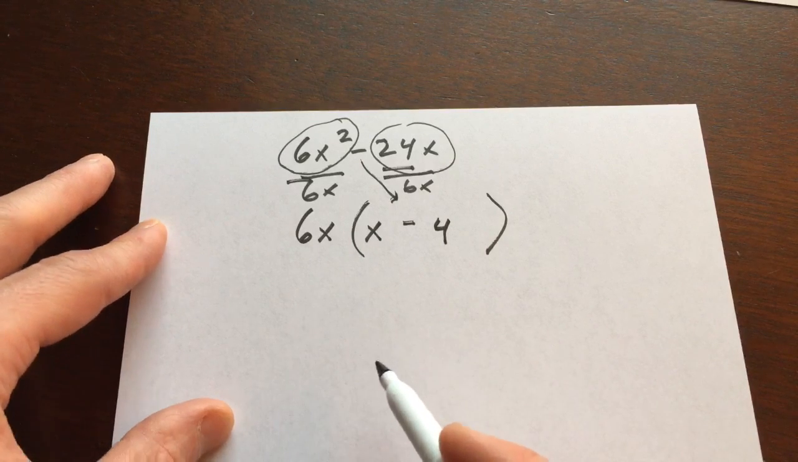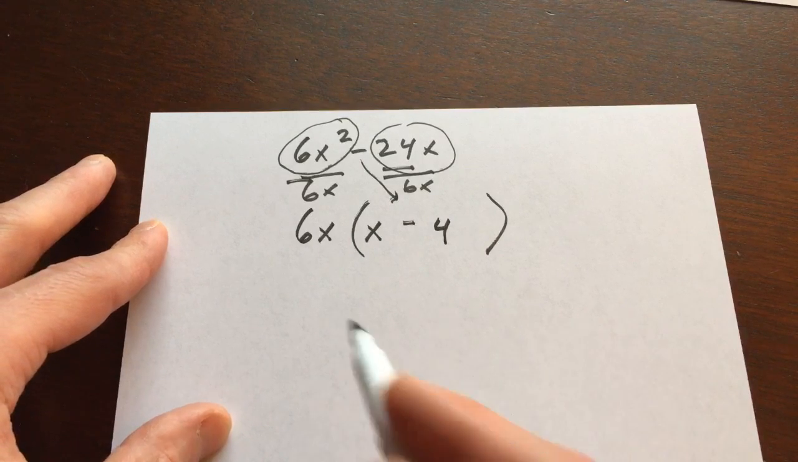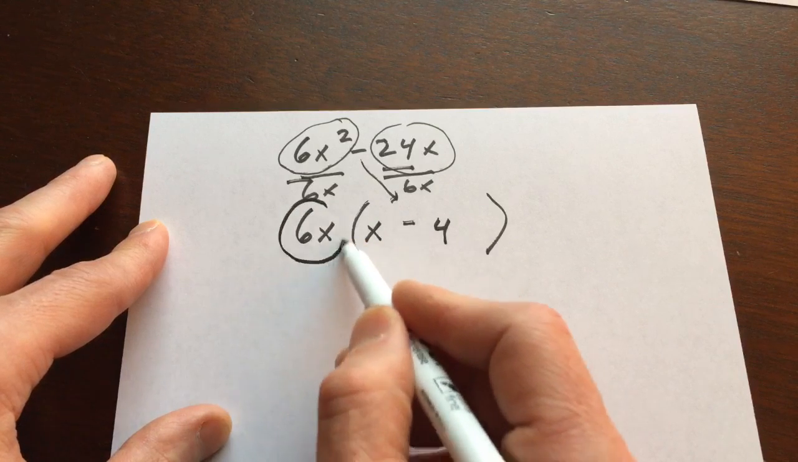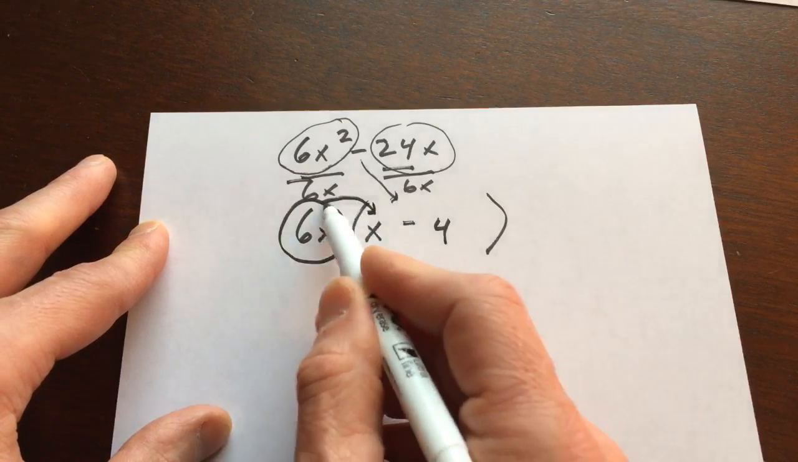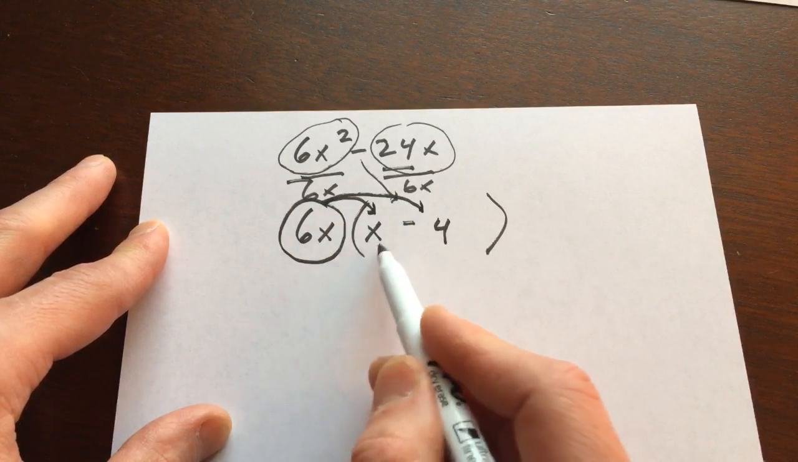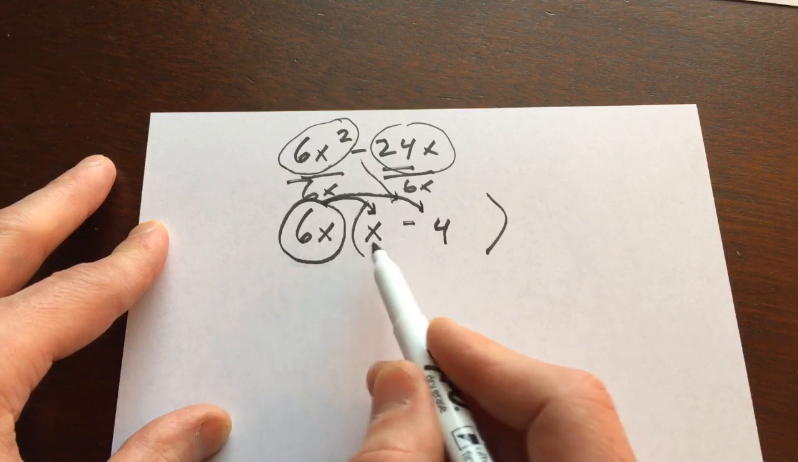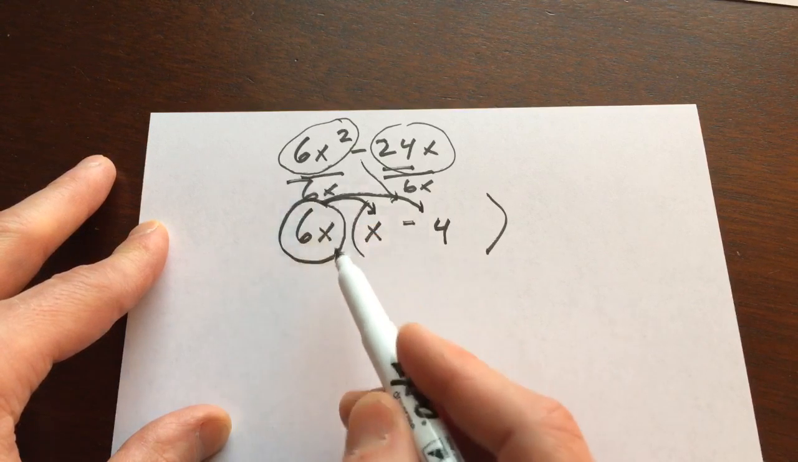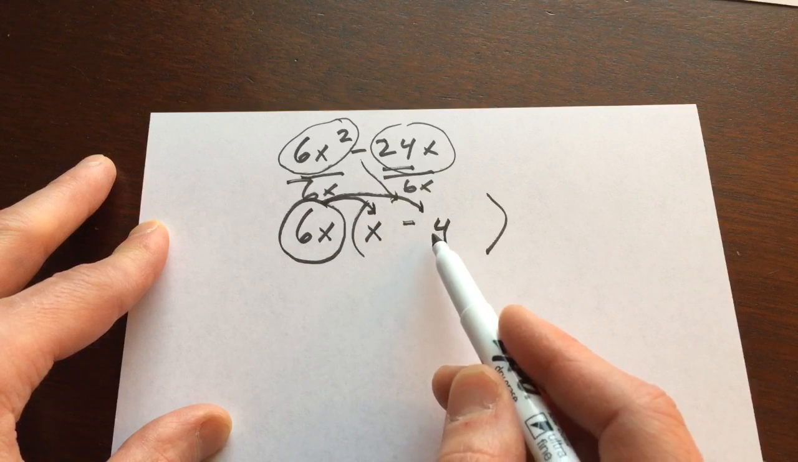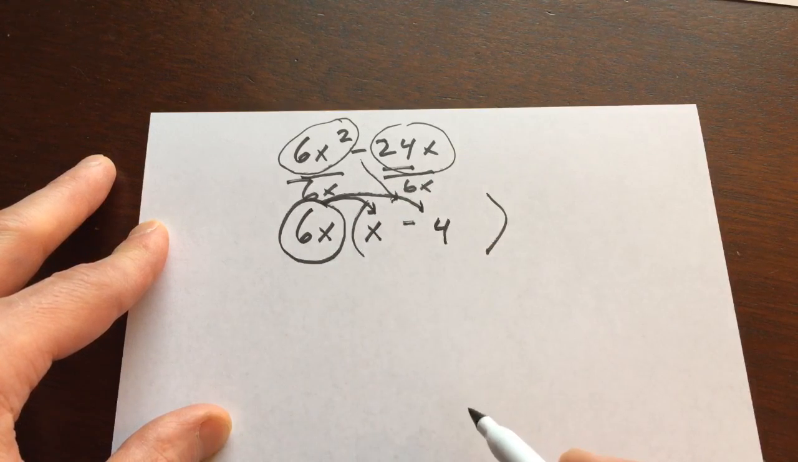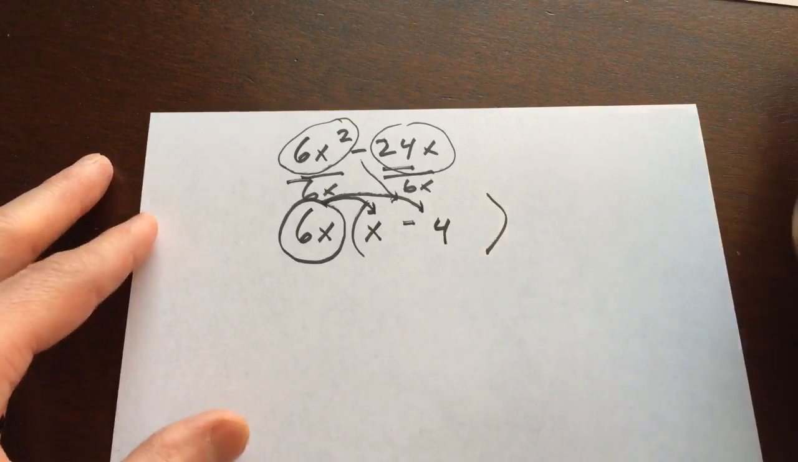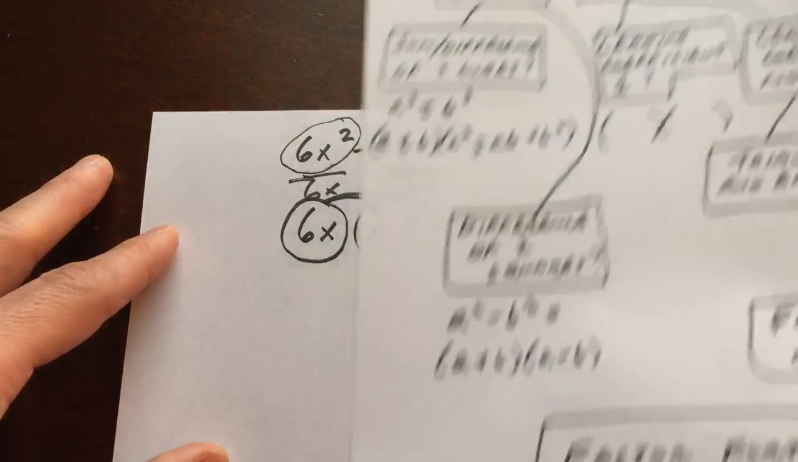So the nice thing about factoring is that you know you have the correct answer because you can always just take that term on the outside, distribute it, remember the distributive property, distribute it into the parentheses. So 6x times 1x gives us 6x squared, and then 6x times negative 4 gives us negative 24x, and we know we got it. Now, if I can just bring back this decision tree here for us for a minute.